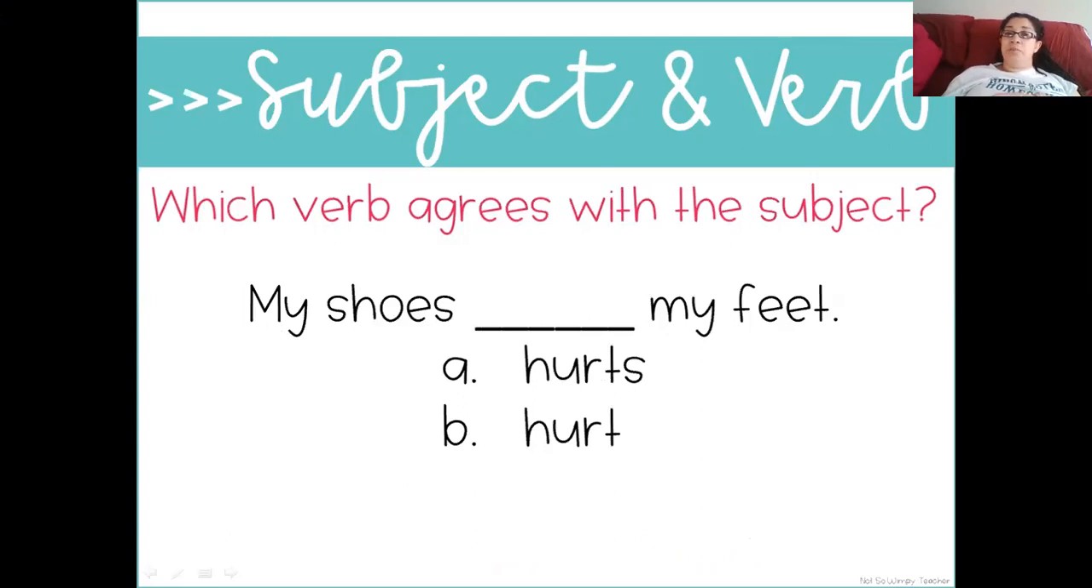My shoes blank my feet. Now look at my shoes. That subject is what? That's right, it's plural. So that means that our verb is going to be singular, right? Because they can't both go together, plural and plural, singular and singular, unless you're using the words I and you, right? So which one is this going to be? My shoes hurts my feet, or my shoes hurt my feet? That's right, it's B.